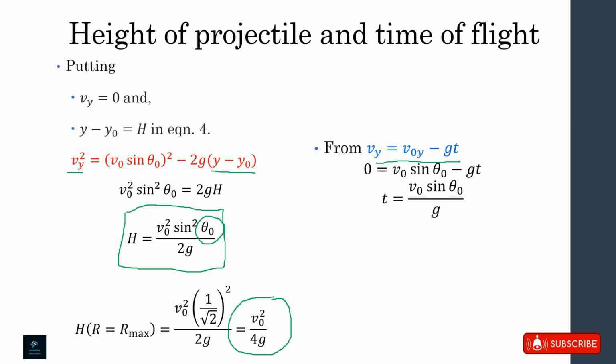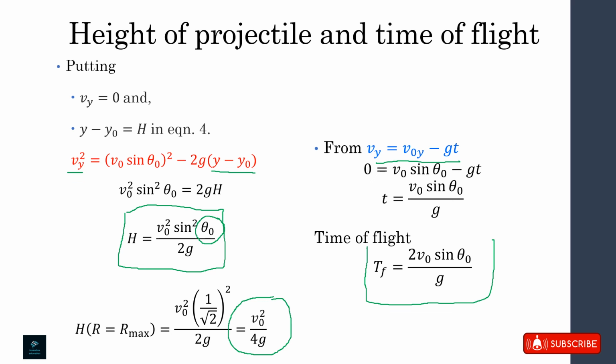The time taken by the projectile to reach the maximum height is equal to the time taken by the projectile to drop from the maximum height to the ground when the initial and final heights are the same. Therefore, time of flight is twice of this, and therefore TF, that is time of flight, is equal to 2 times v0 sin theta 0 divided by g. This is the equation for the time of flight of the projectile launched at velocity v0 and at an angle theta 0.